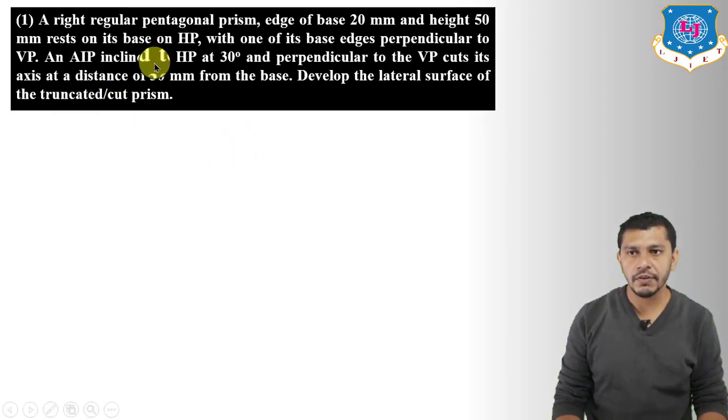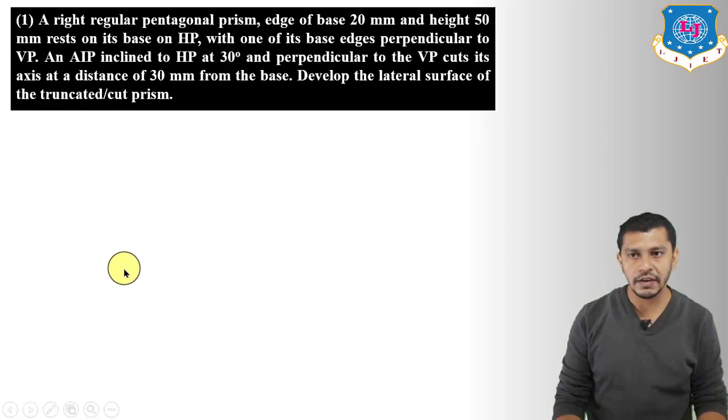Now in this example, first of all we will draw the front view and top view of the pentagonal prism. So for that we will apply the given data. So right now it is given that it is resting on its base on the HP with one of its base edges perpendicular to VP. So right now the base of the pentagonal prism is on HP. That means the base is parallel to HP and it is perpendicular to VP. That means we can also say that the axis of the pentagonal prism will be perpendicular to HP, parallel to VP. So the top view of the pentagonal prism will be a true shape of its base or the top face.